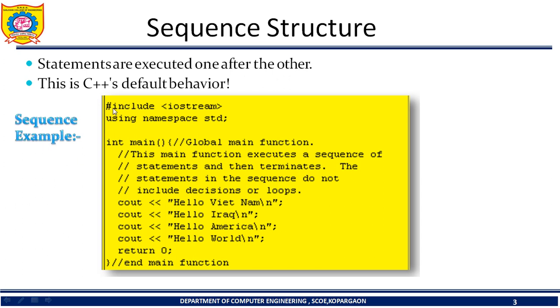One program is given here: #include <iostream>, using namespace std. Then the int main function. This main function starts at this point and ends at this point, and it contains four cout statements, which are printing something here, and the final statement is return 0. Here it is just the sequential structure example. That means statements get executed one by one from the top of the main function to the bottom of the main function. That is nothing but the sequential structure.